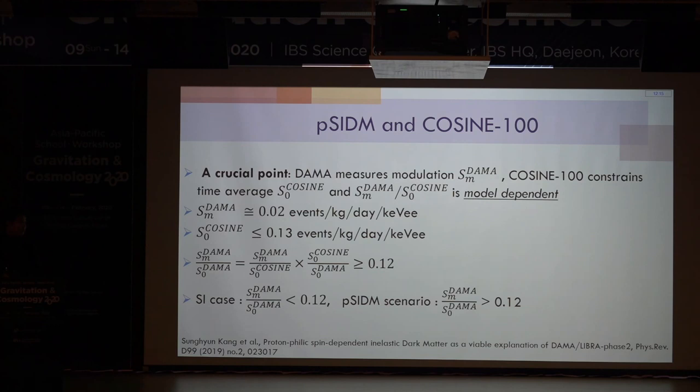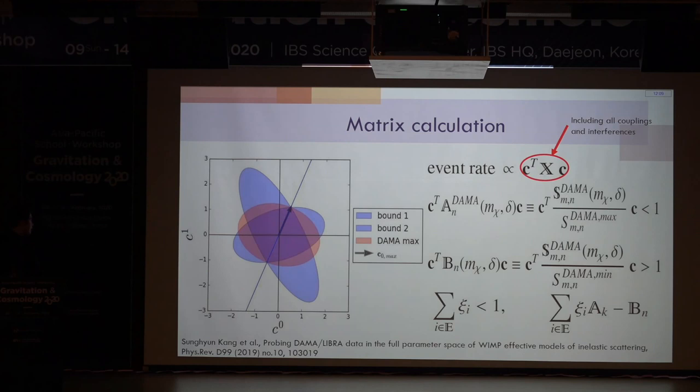And in addition to that, we extended our analysis by calculating the event rate using matrices. Here, C is a coupling vector, including all couplings and interferences. And this X is a real symmetric matrix, encoding all experimental information. And putting the upper and lower bound of DAMA in the other experiments, the compatibility between them is only achieved in the coupling constant parameter space, the intersection between these two ellipsoids. To solve this, we found a set of real parameters psi, which makes this psi A minus B positive.